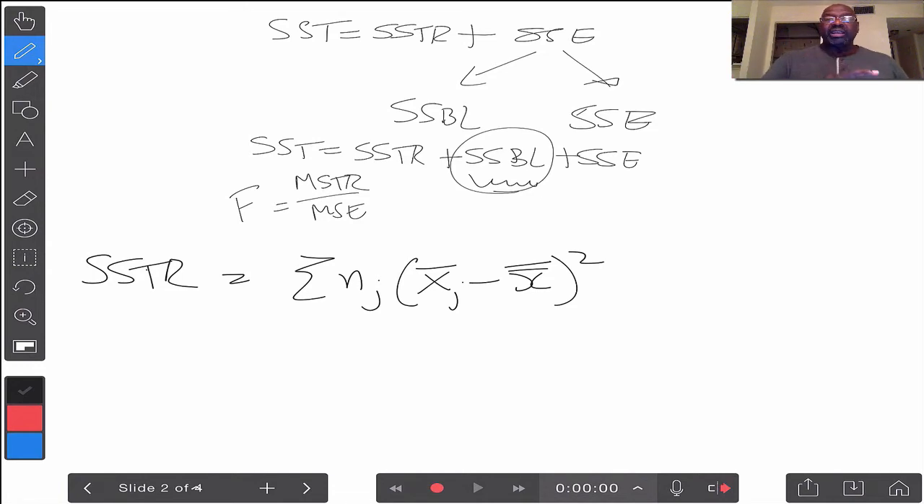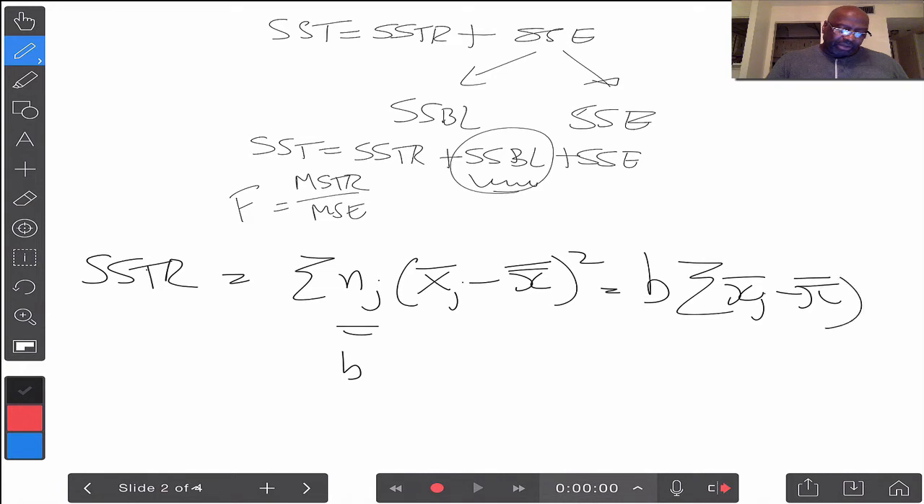So if I have 5 cars, for gasoline A, there'll be 5 cars. For gasoline B, there'll be the same 5 cars. Gasoline C, the same 5 cars. So the 5 cars represents the blocks, which we call B. And so therefore we can replace NJ by B. And our formula will look like this. And because B is a constant, we could actually put B on the outside and then take X bar J minus X double bar, squared. So that's what our formula looks like for calculating the sum of squares due to the treatments.